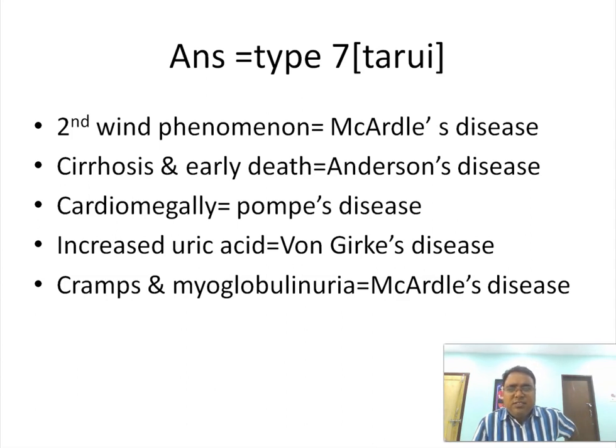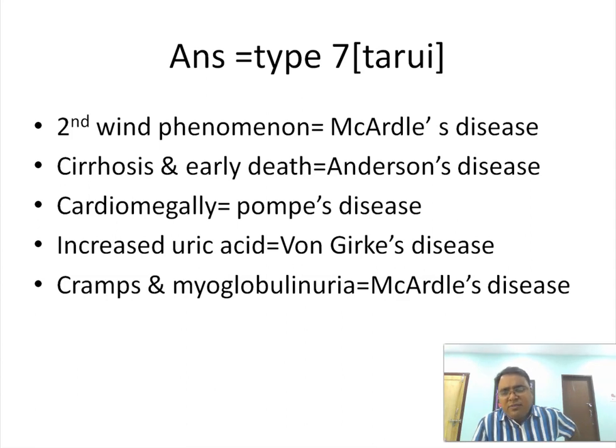Similarly, cirrhosis of liver and early death is associated with Andersen disease, the deficiency of branching enzyme. Similarly, which variety of glycogen storage disease is associated with cardiomegaly? It is type 2 or Pompe's disease. Similarly, in which case will you get increased uric acid level? It is type 1 or von Gierke's disease.